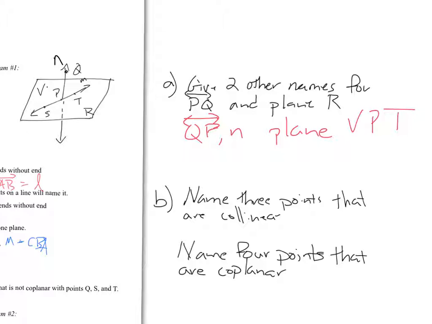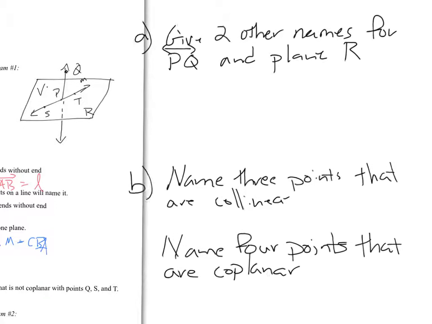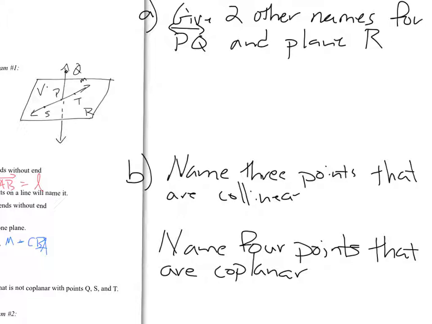The second part, name 3 points that are collinear. Remember, 3 points collinear means they have to be on the same line. So in this case, we only have 3 points that are collinear, which is S, P, and T. And then name 4 points that are coplanar, so they're on the same plane. So basically, every point that we have except Q would work for this. So we would have V, S, P, and T for our 4 points that are coplanar.